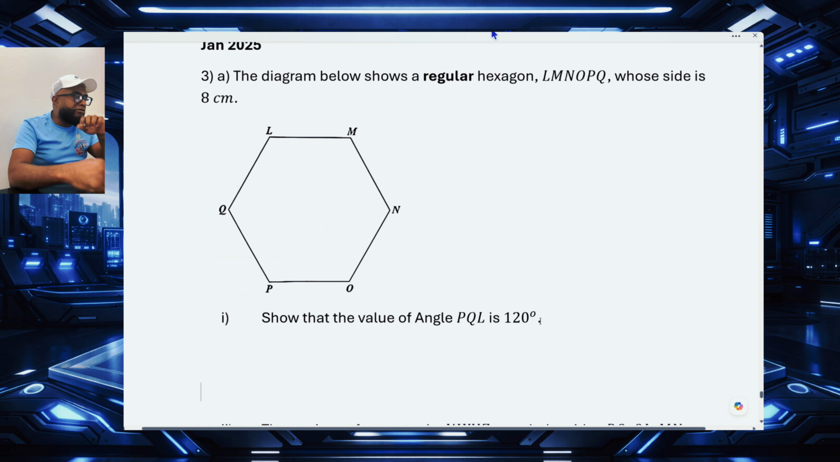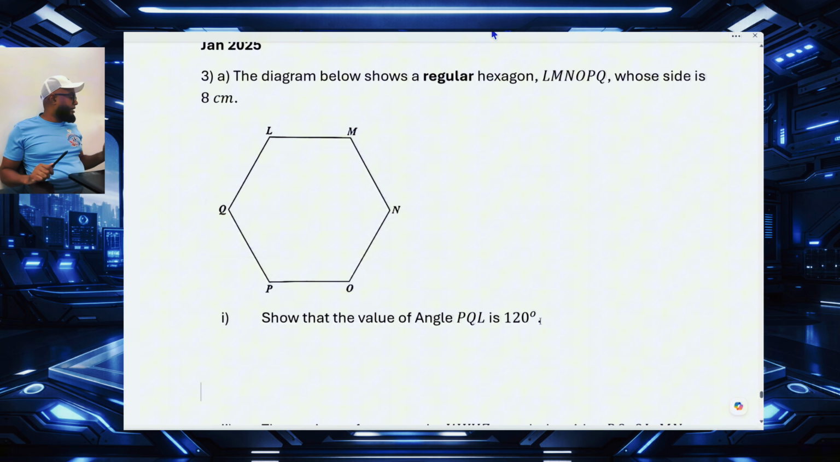The diagram below shows a regular hexagon. If it's a regular hexagon, what does that mean, Nat? Regular hexagon means all sides are equal. Yes, all sides are equal, but that's not all. Angles, and then the angles are equal. Don't forget that. All the sides and all the angles are equal, right?